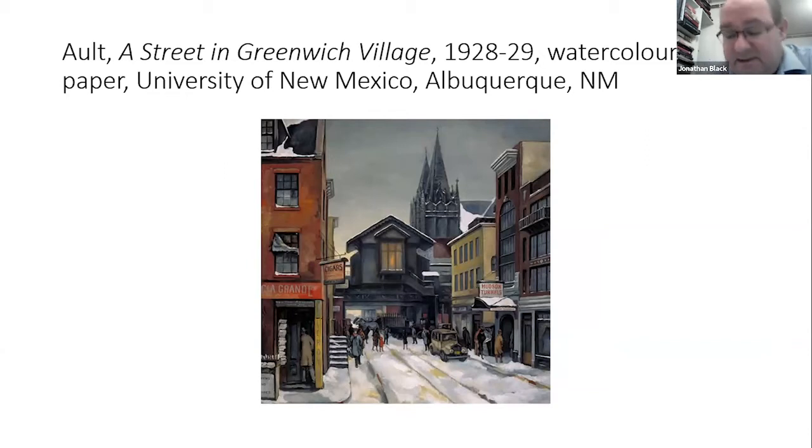But just to give you an idea of some of the work he was producing in the late 1920s during his precisionist phase, when he was friendly with artists such as Lozowick and Georgia O'Keeffe and Stuart Davis and Abraham Walkowitz.